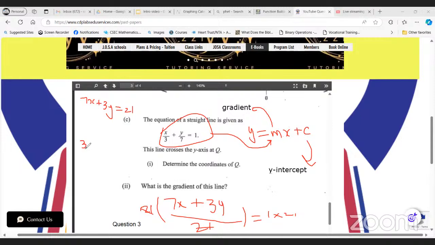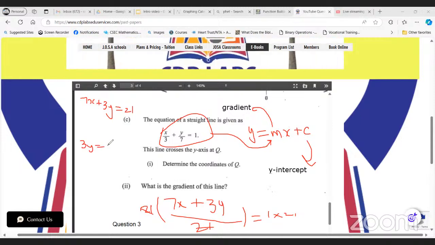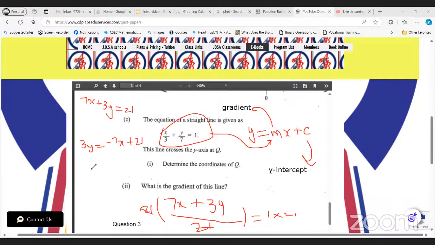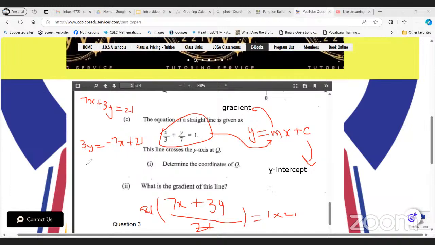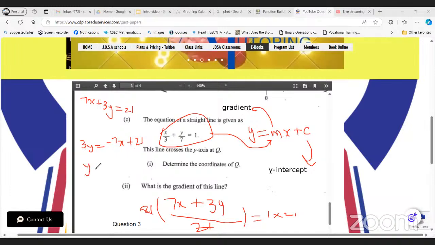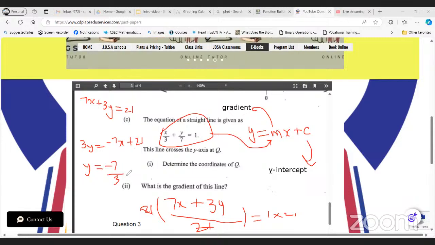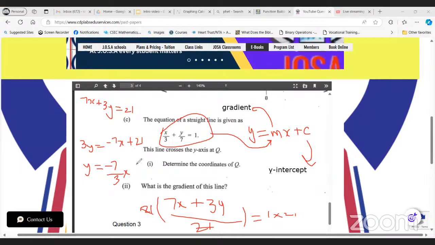Now we want to solve for y. So we're going to say 3y is equal to minus 7x, you're going to minus it, plus 21. And then we have to divide both sides by 3. So y is now equal to negative 7 over 3, I'm going to put positive 3 here, x. And then 21 divided by 3 will give us positive 7.